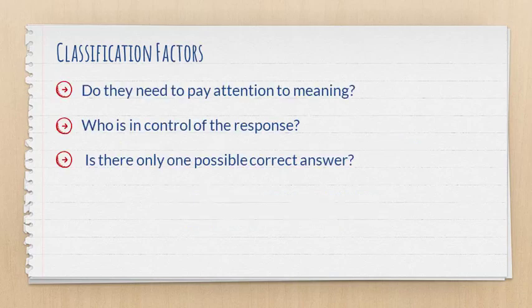In order to put them in different categories, these are the three questions that we take into account. First, do students need to pay attention to meaning? Then, who is in control of the response, the student or the teacher? And finally, is there only one possible correct answer or more than one?